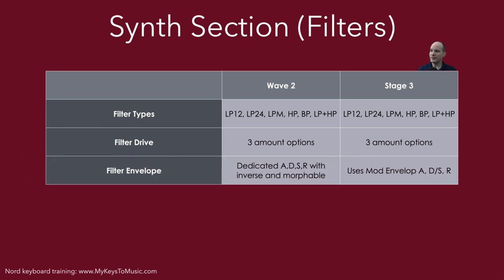They both have a filter envelope. The Wave 2 has an advantage where you have a dedicated knob for attack, decay, sustain, and release, with the ability to invert that envelope, and each one of those attributes is morphable. Yes, morphable, and that can really make a huge difference there. The Stage 3 uses a mod envelope that includes a dedicated knob for attack, then one knob that is a combo between decay and sustain, and then a third knob for release. This doesn't give you as many advantages as the Wave 2 with 4 dedicated knobs, but it does, for the most part, get the job done.